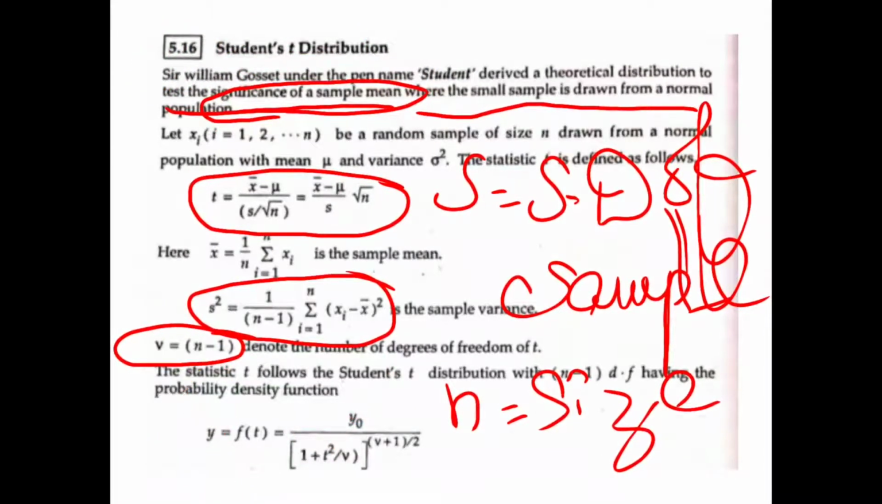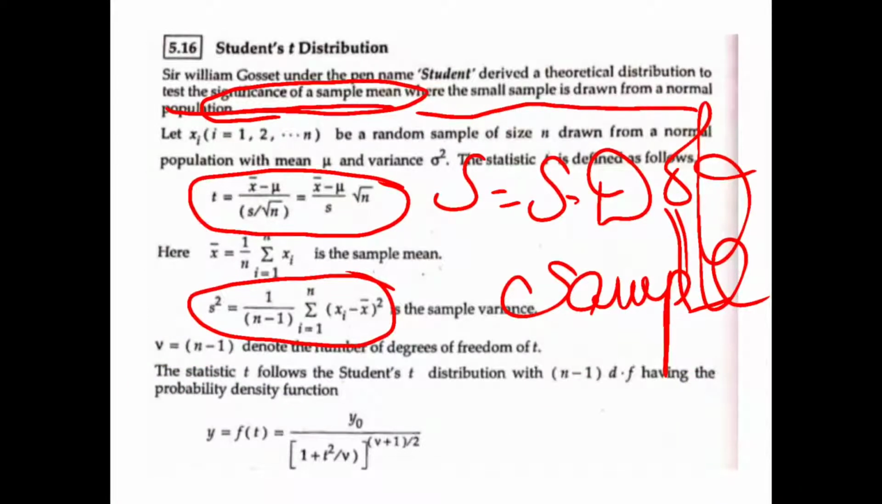Next, the test statistic t follows the student's t distribution with n minus 1 degrees of freedom, having the probability density function. See, student's t test and student's t distribution, both of them are here. So what is student's t test? We use the test statistic t is equal to x bar minus mu divided by s into root n, and then we perform the test for the sample means of a small sample, that is student's t test.